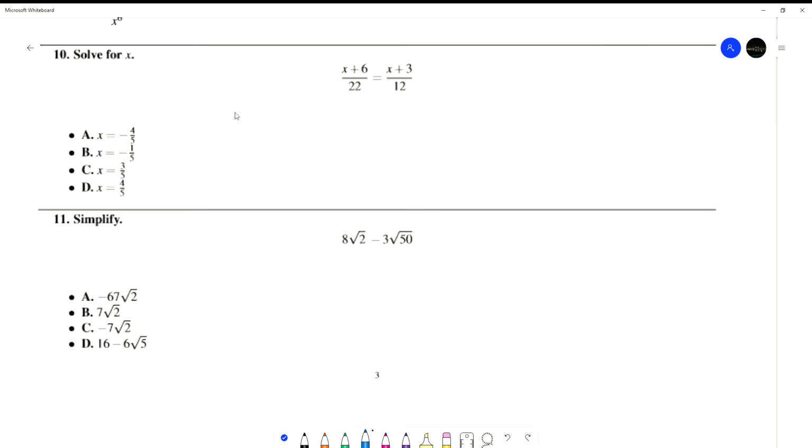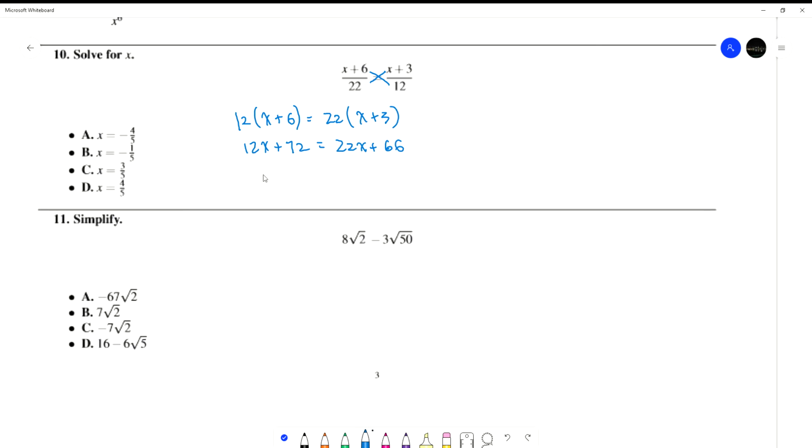So I'm going to do 12 times the quantity x plus 6 is equal to 22 times the quantity x plus 3. So what I mean by cross multiplying is you're multiplying diagonally, and you can only do that when there's one single fraction equal to another fraction. Then you distribute, you get 12x plus 72 is equal to 22x plus 66. Now we have to move all the x's to the left-hand side, and move all the non-x's to the right-hand side.